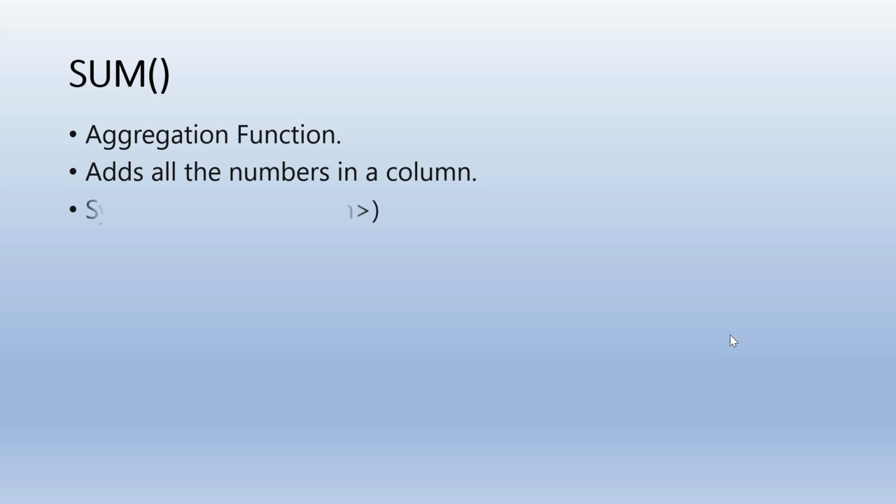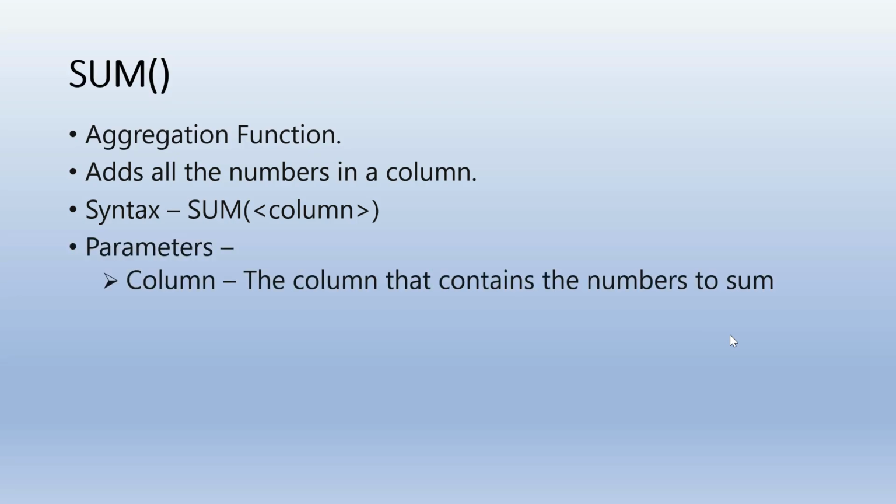Kind of aggregation function, as it adds all the numbers in a column, right? The syntax of this function is sum, and inside the braces we have the column name, right? This column name is called a parameter because we are just passing this column name inside the sum function. This column we are providing is the column that contains the numbers which we want to sum, right?